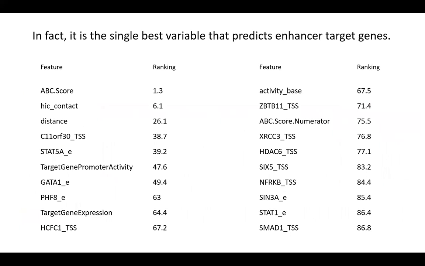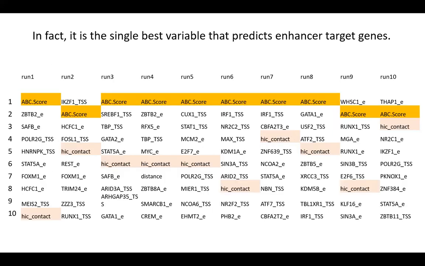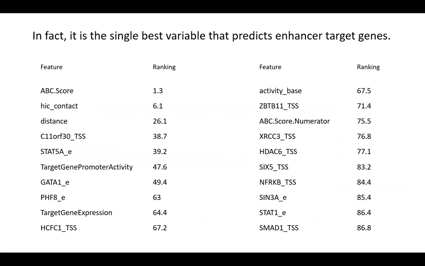And this is the overall ranking summarized across the runs that we did. The best predicting variable is the ABC score. Hi-C contact is second. Although here it looked like it wasn't really relevant, if you add it up across all the trees, it turns out it is in second place. And then the third is distance. And then the fourth is this gene that is binding to the transcription start site that is called C11orf30. We're going to talk about that soon. Then STAT5 transcription factor binding to the enhancer, and then other variables.